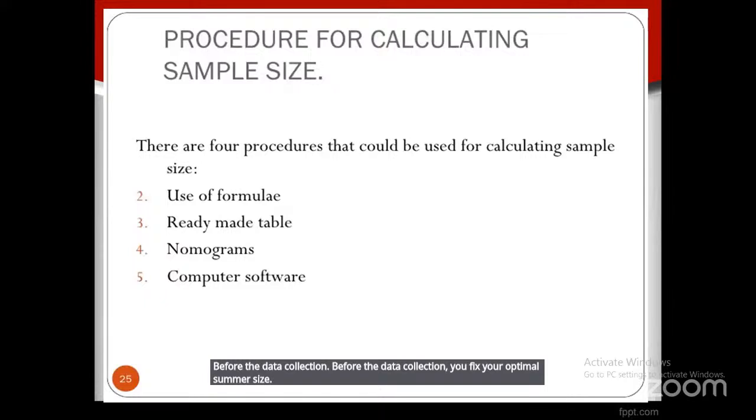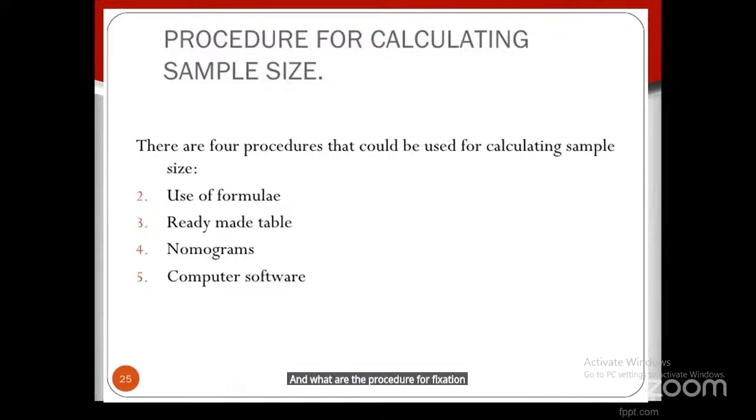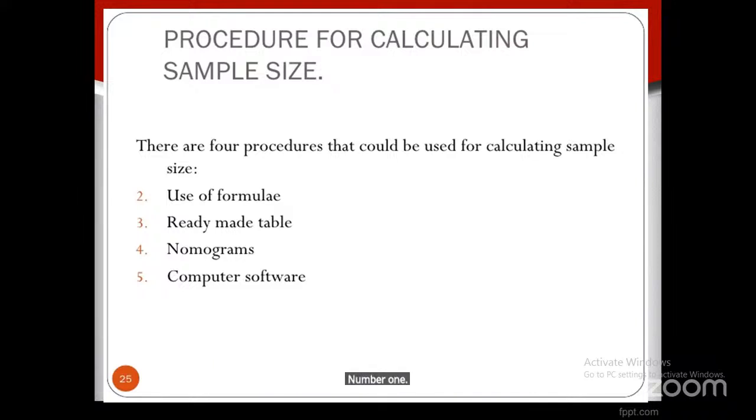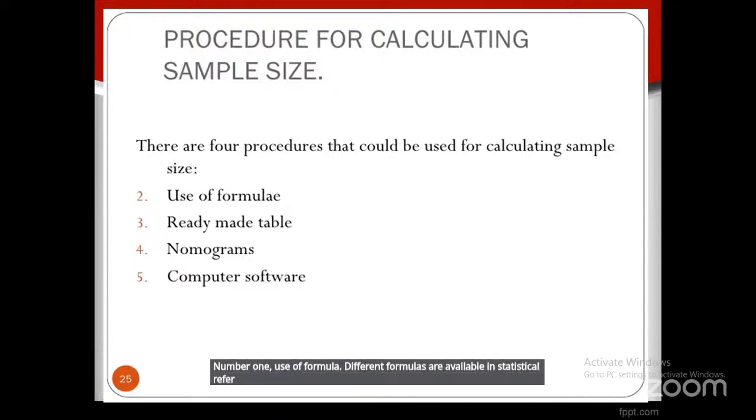And what are the procedures for fixation of sample size? There are 4 procedures that could be used for calculating optimum sample size. Number 1, use of formula. Different formulas are available in statistical reference textbooks. You can apply any formula for the fixation of sample size.